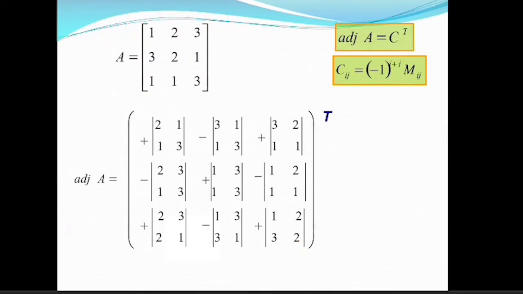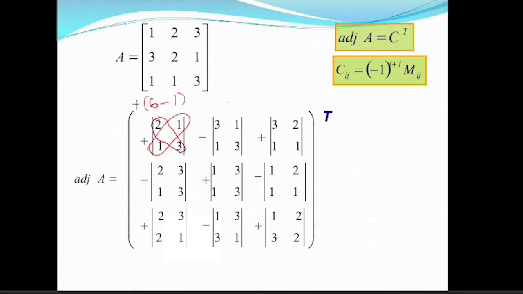How to find the determinant of a 2 by 2 matrix? Remember, it's just a butterfly. You have to use the formula AD minus BC. Do it one by one. For example, 2 times 3 is 6 minus 1 times 1. Put it in a bracket and then write the sign in front.